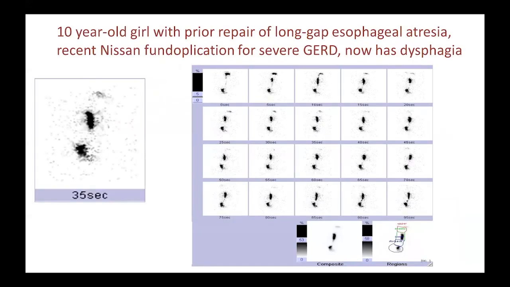Here's a 10-year-old girl with prior repair of long gap esophageal atresia. She underwent a recent Nissen fundoplication for severe reflux and now is complaining of dysphagia. The question was, is this dysphagia related to her recent surgery, or is it related to her remote esophageal atresia repair? We performed a liquid study, and even with liquids, the bolus of swallow was retained in the mid-esophagus and took many minutes to clear from the mid-esophagus to the stomach.